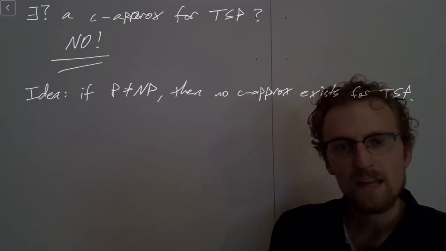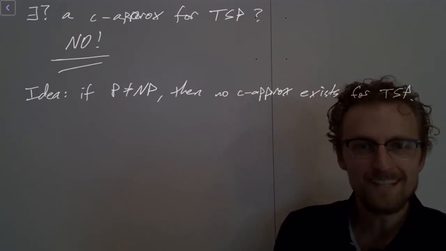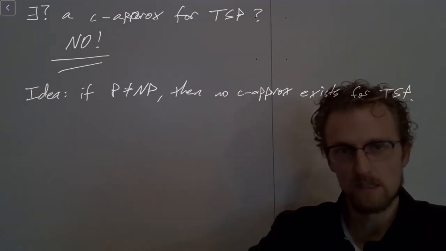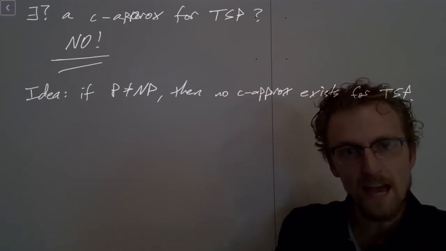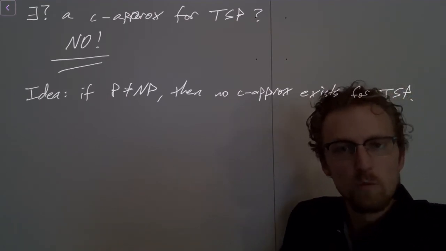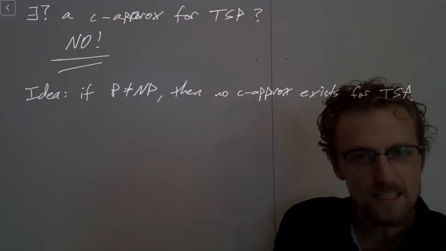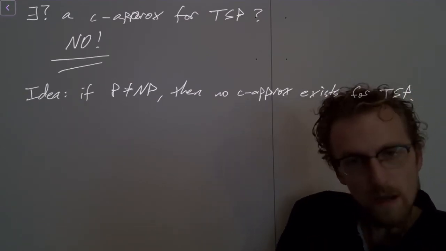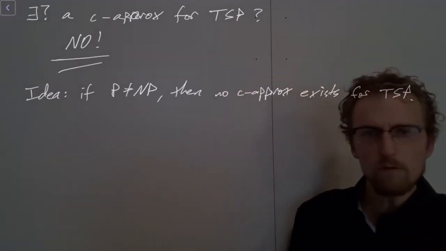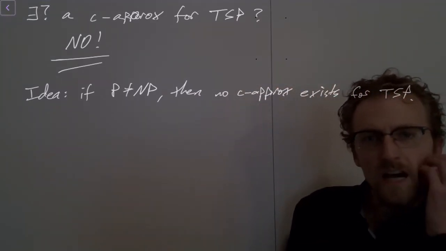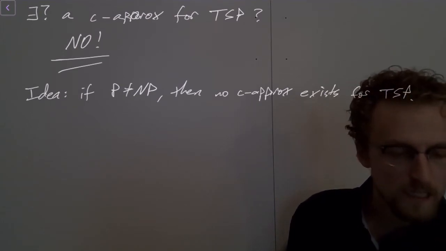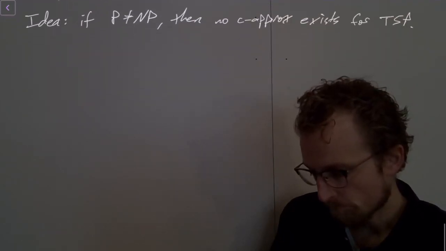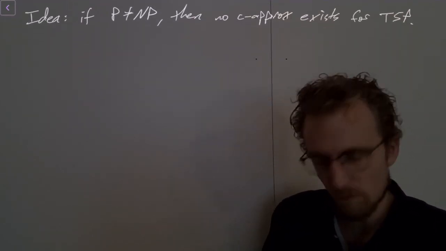And the fact that it's much more common in CS theory to say let's assume P does not equal NP, and then derive a whole bunch of stuff, and it's much more common to say that than the opposite, is one of the ways of saying that the CS theory community tends to believe that P does not equal NP. So anyway, how would we do something like this? Well, to say if P does not equal NP, then no C approximation exists for the traveling salesperson problem, what would this argument actually look like? Well, it looks like the following.